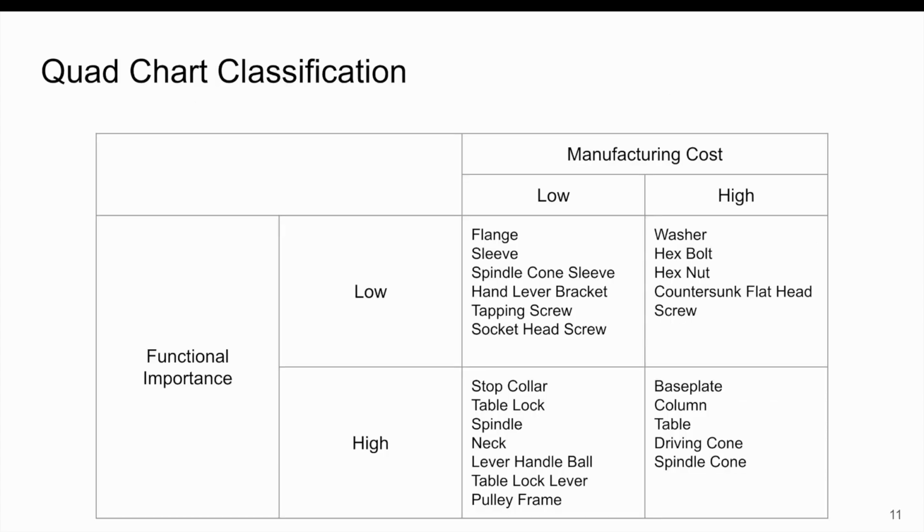Using the function component mapping matrix and the bill of materials, we organize each of the components of the drill press into the quad chart. The chart organizes the components into 4 categories based on cost and functional importance. We determine the cost of each component using the bill of materials, and the functional importance of each component using the function component mapping matrix. The components that are of high cost and high functional importance are the ones in which DfMA should be applied.